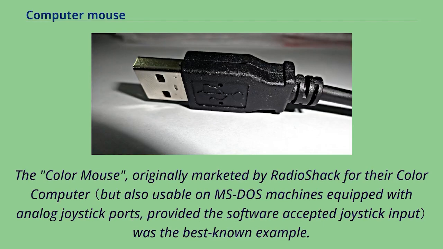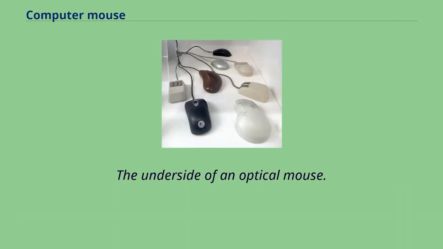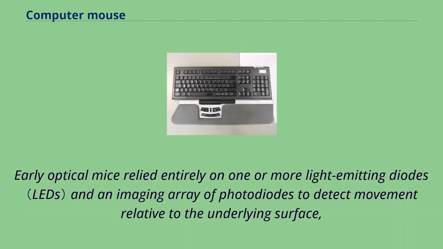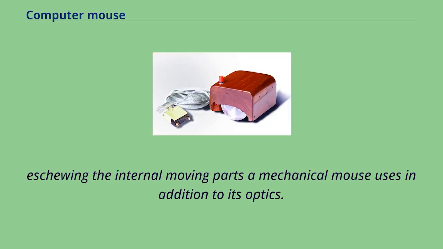The Color Mouse, originally marketed by Radio Shack for their Color Computer, was the best known example. The underside of an optical mouse. Early optical mice relied entirely on one or more light-emitting diodes and an imaging array of photodiodes to detect movement relative to the underlying surface, eschewing the internal moving parts a mechanical mouse uses in addition to its optics.